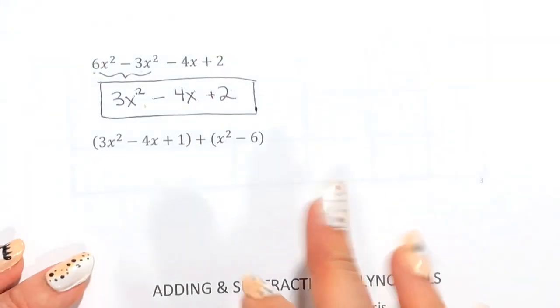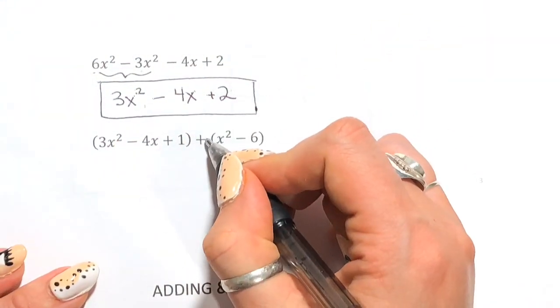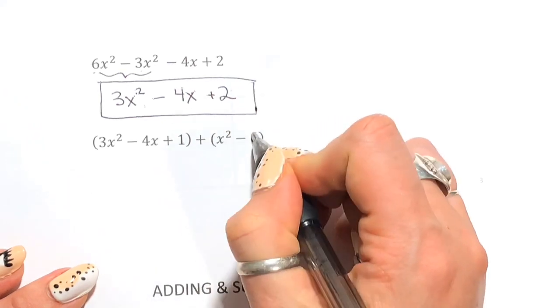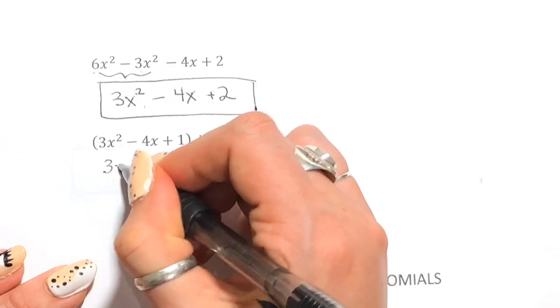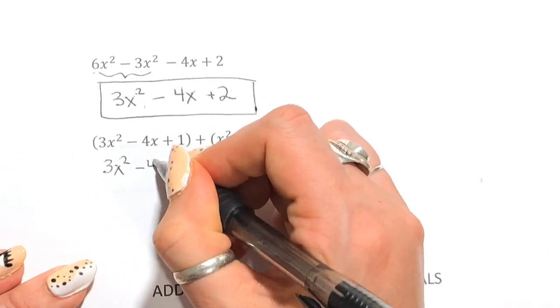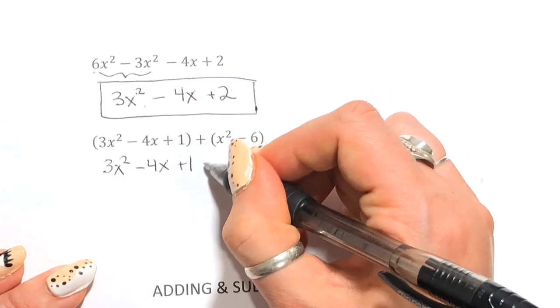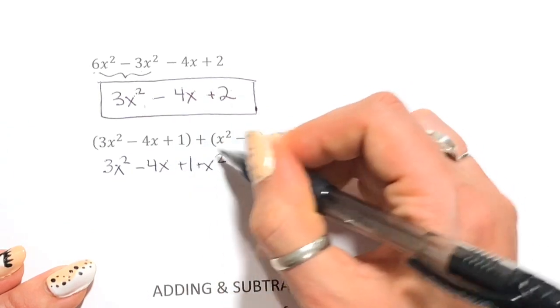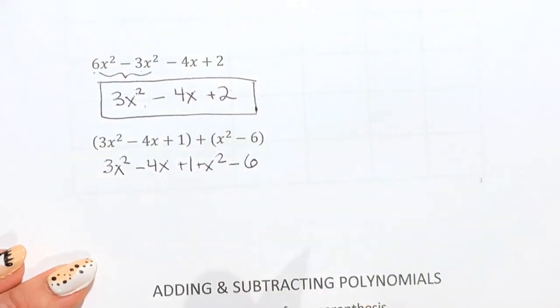Okay, on this one we do have parentheses, but since it's just a plus sign, if I distribute a plus through, it's just going to stay the same sign. So I'm just going to actually drop the parentheses. We have 3x squared minus 4x plus 1, and I'm going to add the x squared. And then if I add a negative 6, it just is like a subtract 6. So now we're going to go through and find our like terms.